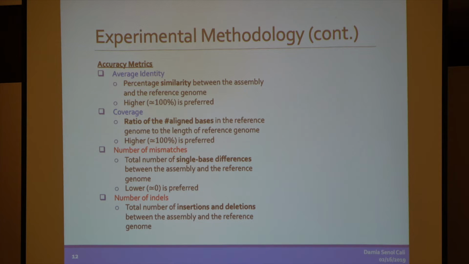So average identity is typically the similarity between the assembly and the reference genome, so how similar they are. And coverage is the percentage of the reference genome we are covering with the assembly we constructed. Number of mismatches is the number of single base differences between the reference genome and the constructed assembly, and number of indels is the total number of insertions and deletions between the reference genome and the assembly. And for the performance metrics, we use wall clock time, peak memory usage, and parallel speedup.